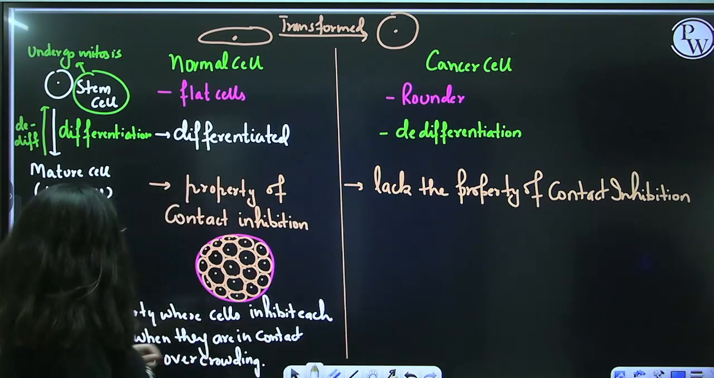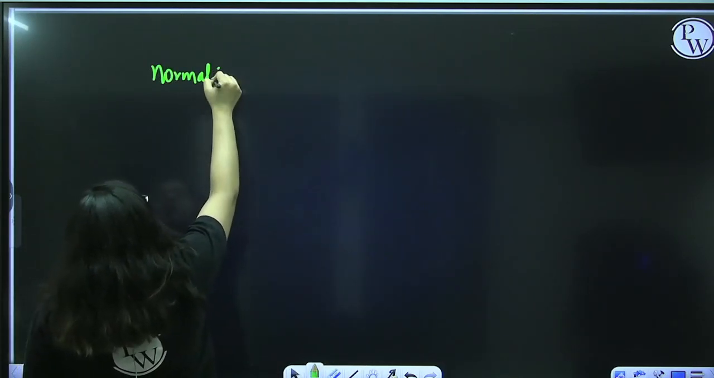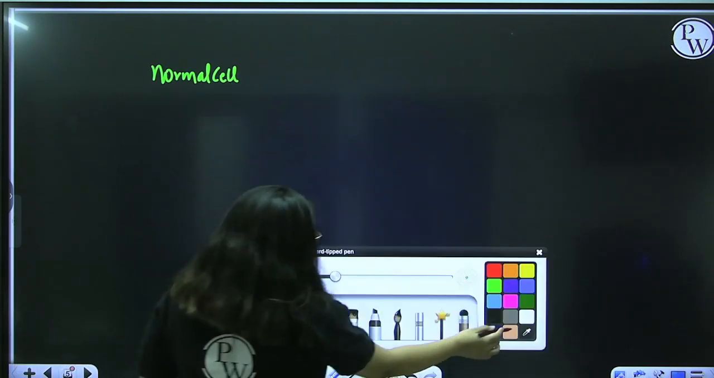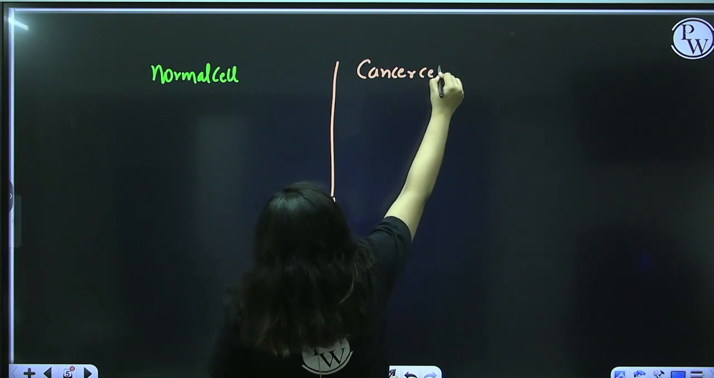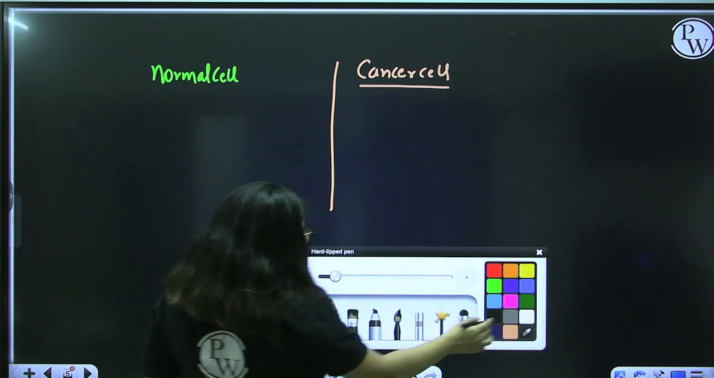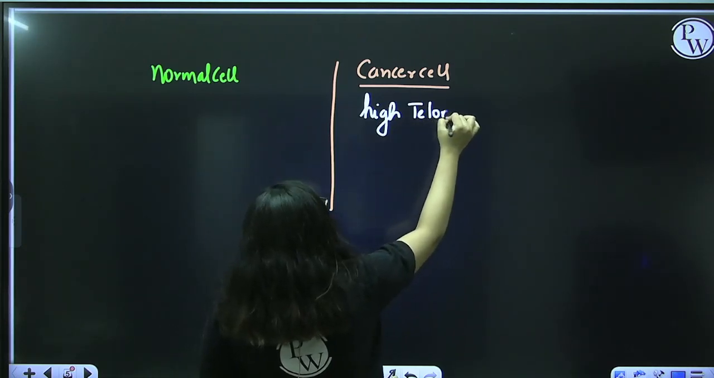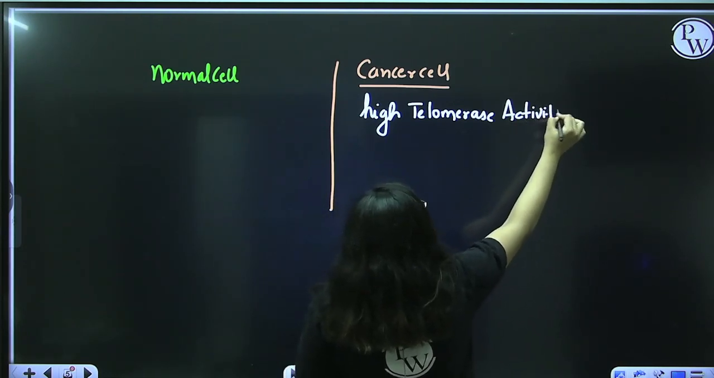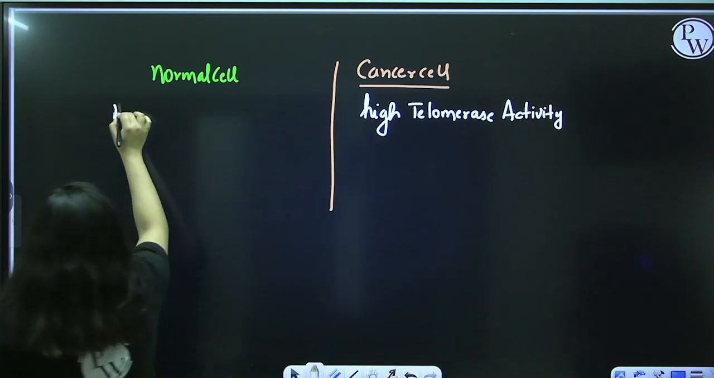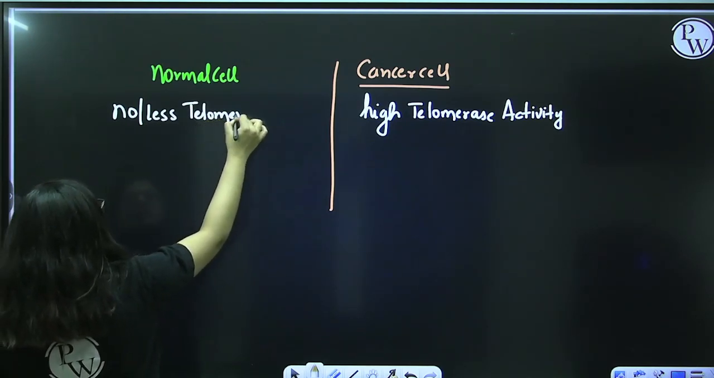Another point of difference between a normal cell and a cancer cell is that, let me write it here again, the cancer cell have high telomerase activity. Or normal cell have no or less telomerase activity. Now, what is this telomerase?